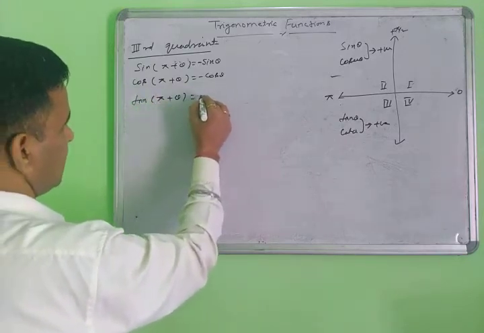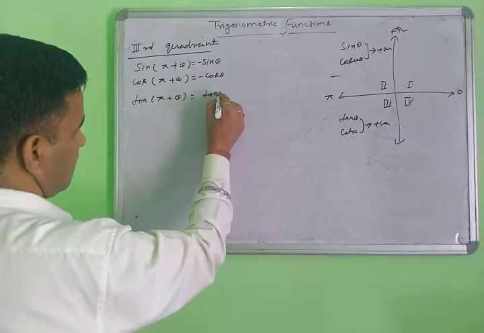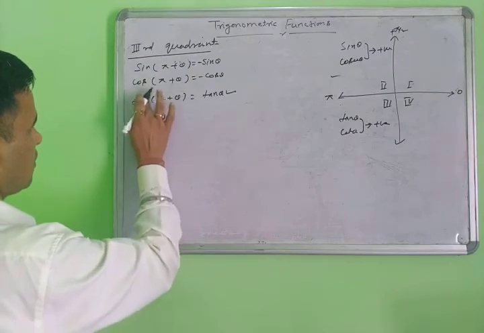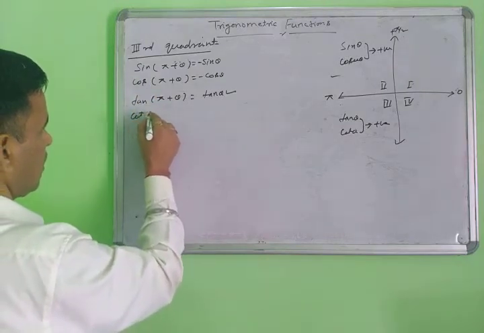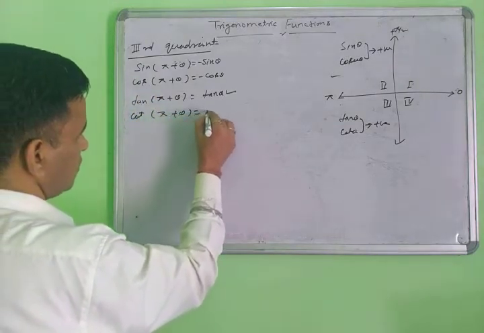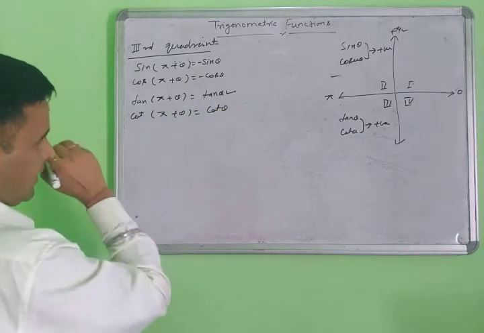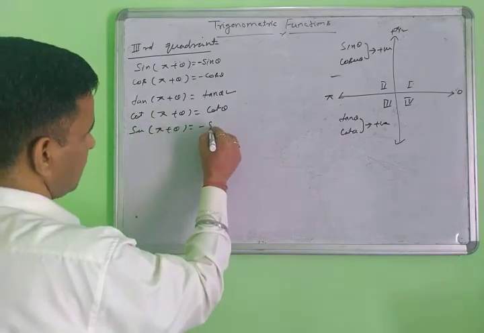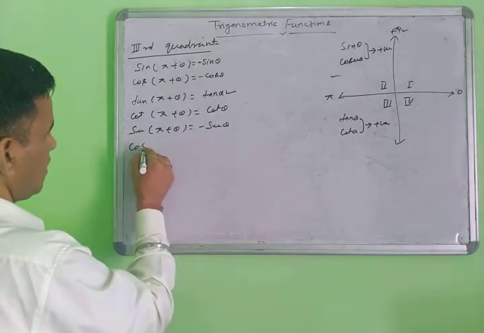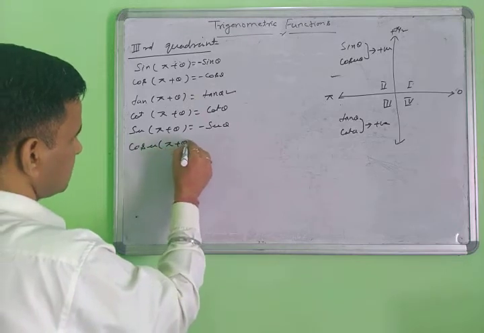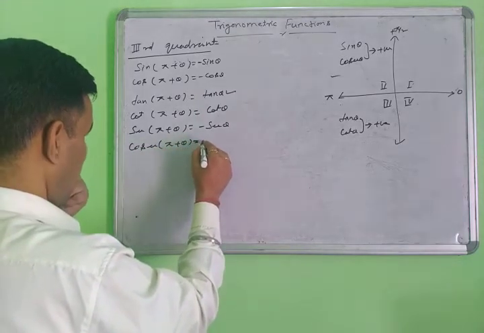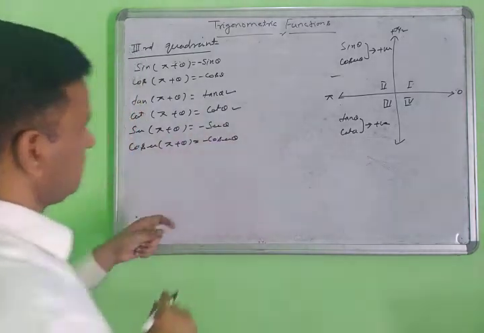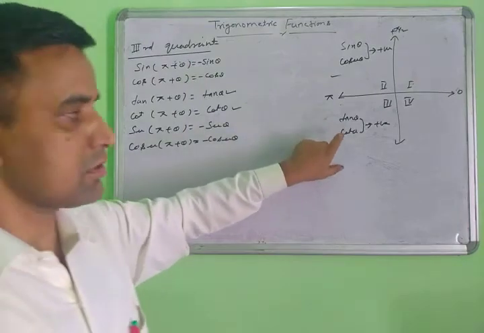Tan(pi plus theta) is tan theta, and this will be positive. Same here, cot(pi plus theta) is cot theta. Sec(pi plus theta) is minus sec theta, and cosec(pi plus theta) is minus cosec theta. So only tan and cot are positive, and the rest will be negative in the third quadrant.